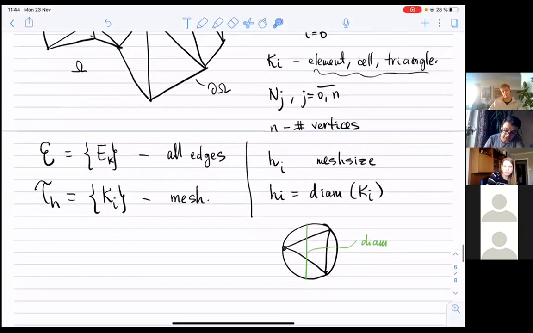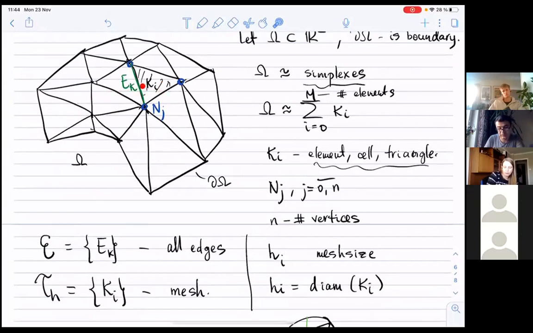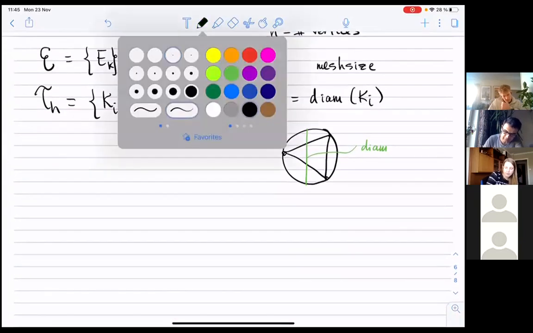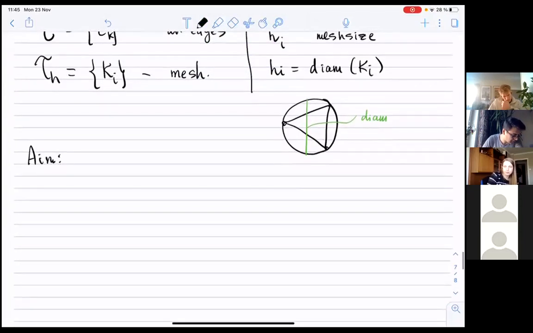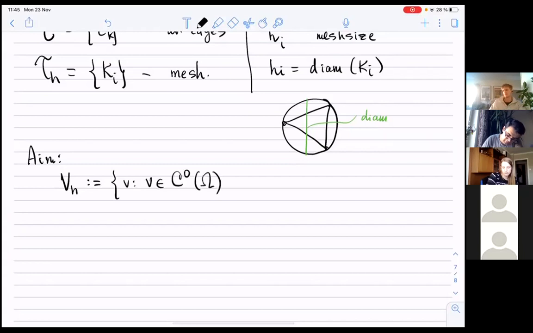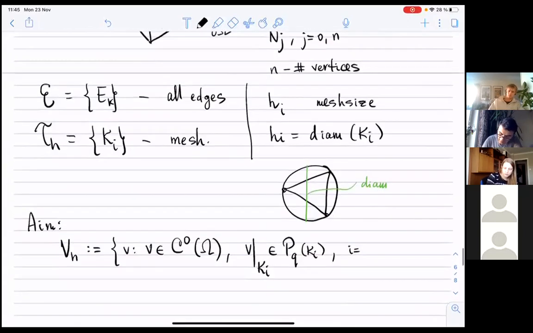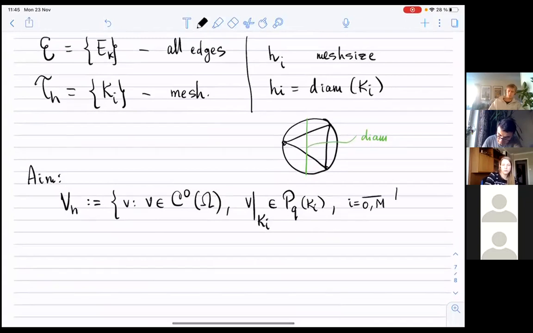Okay, so our aim is to construct continuous polynomials, whose restriction to each K is some kind of polynomial of degree 1, 2, 3, etc. So our aim is to construct the following: this space of functions V such that V are continuous functions inside this Omega, but the restriction of V to element Ki is a polynomial of degree Q on Ki for all I from, what did we do in this numeration? From 0 to M.